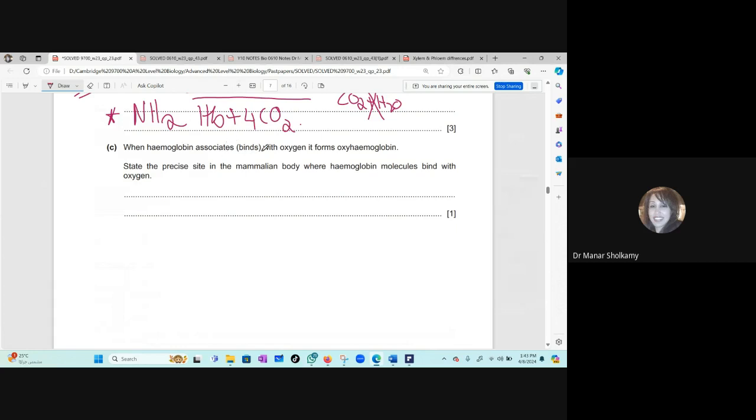When hemoglobin associates or binds with oxygen, it forms oxyhemoglobin. State the precise site in the mammalian body where the hemoglobin molecules bind with oxygen. That's easy. Where in your body part does the oxygen bind with hemoglobin? The lungs. Don't tell me red blood cells. At the lungs. Yes, at the lungs, at the alveoli.